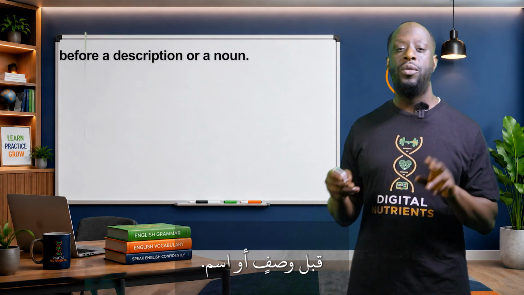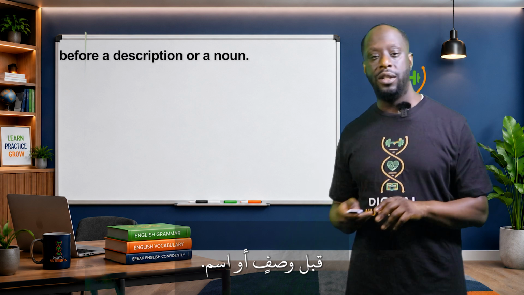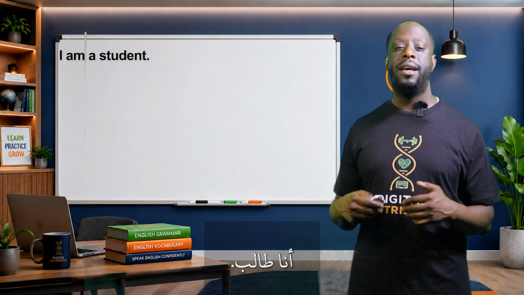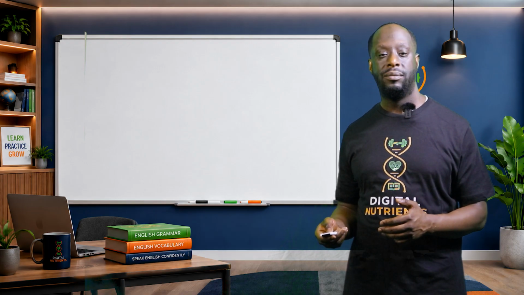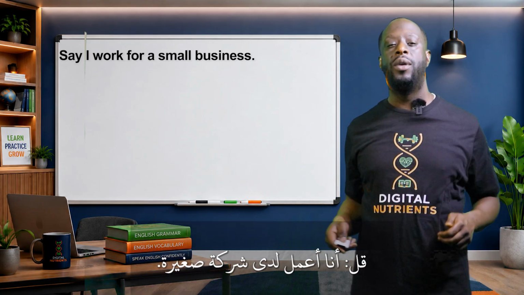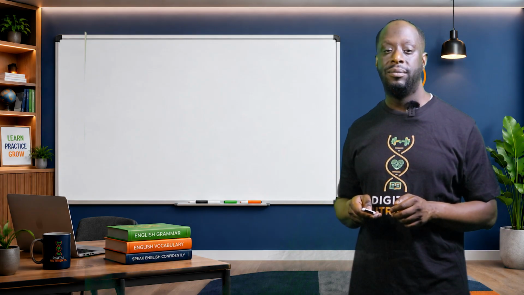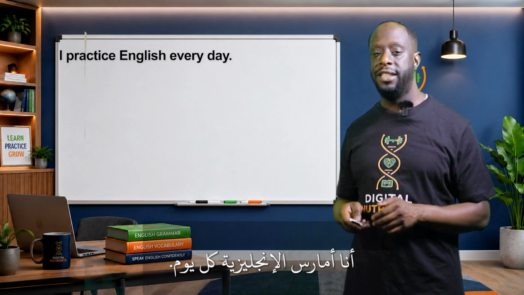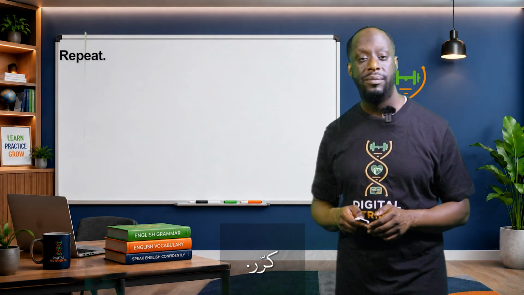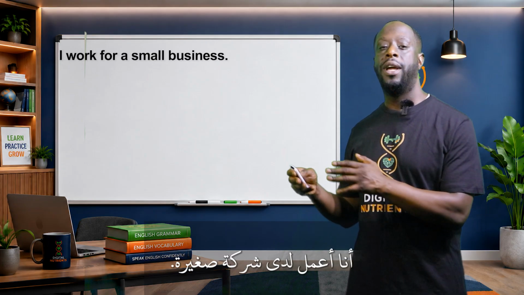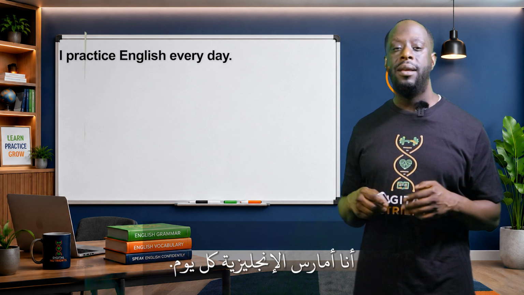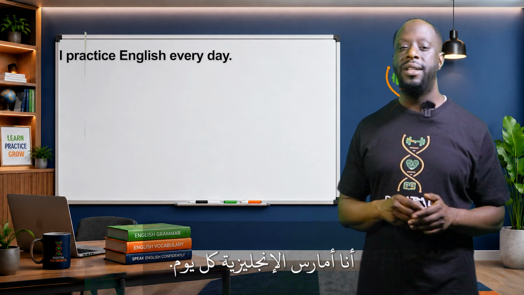Am is used before a description or a noun. For example, I am nervous. I am a student. But with an action verb, say, I work for a small business. I practice English every day. Repeat. I work for a small business. I practice English every day.